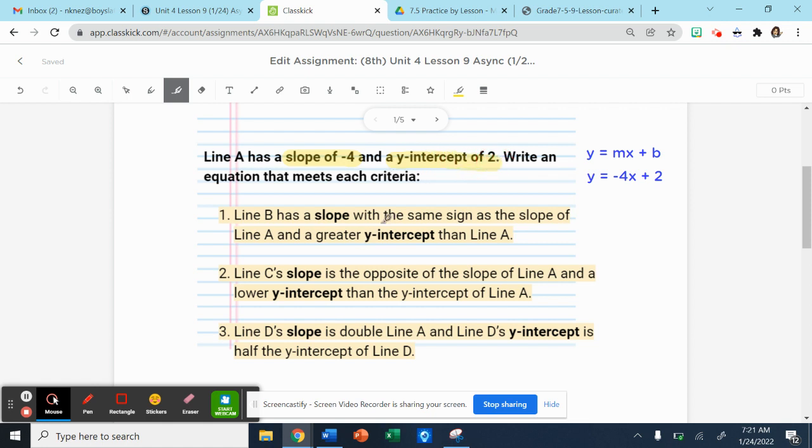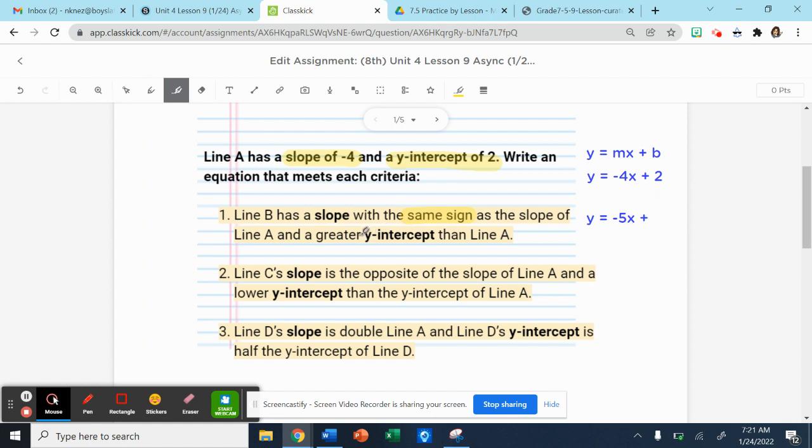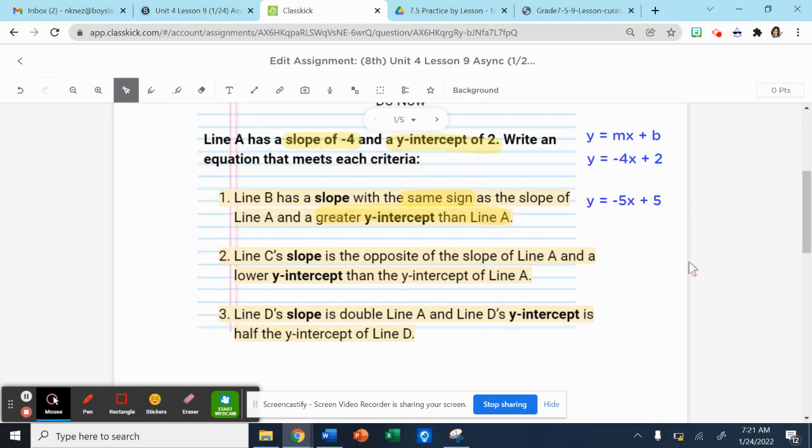Now, we know that line B has the same slope sign as the slope of line A. And so that just means that line B has a negative slope. I'm going to call it -5x, but it could be any number. It just says that it has the same sign and a greater y-intercept than line A. So I know that the y-intercept is going to be larger than 2. And so I'm going to call it 5. And this equation would fit the criteria for line B.